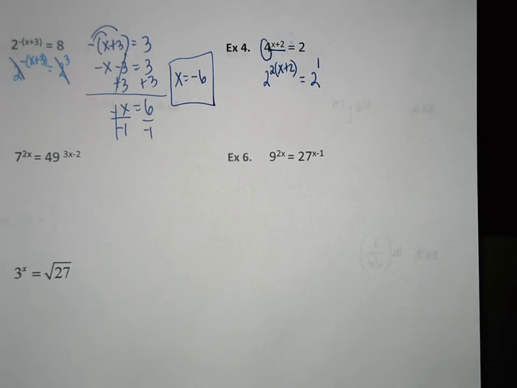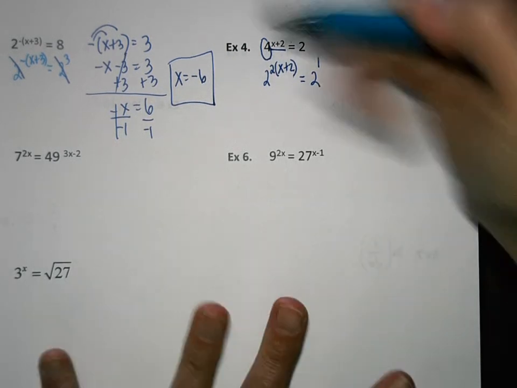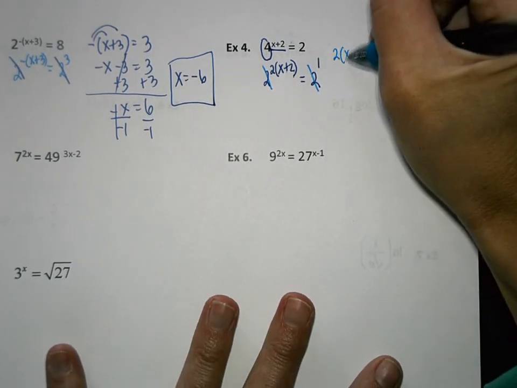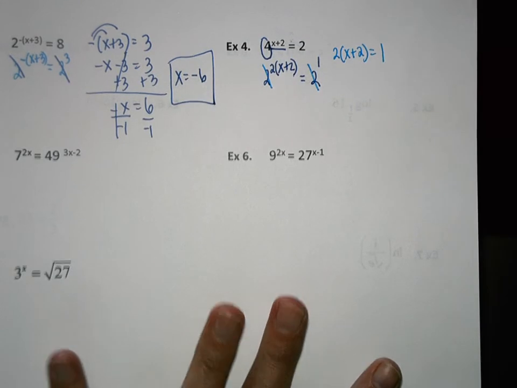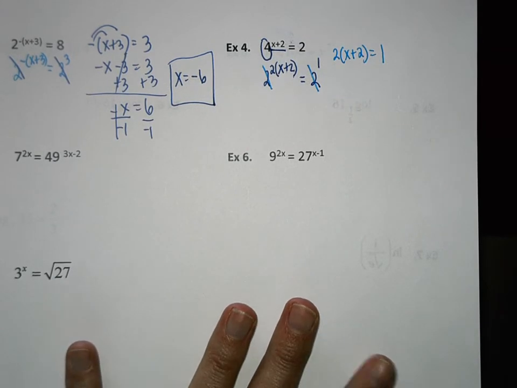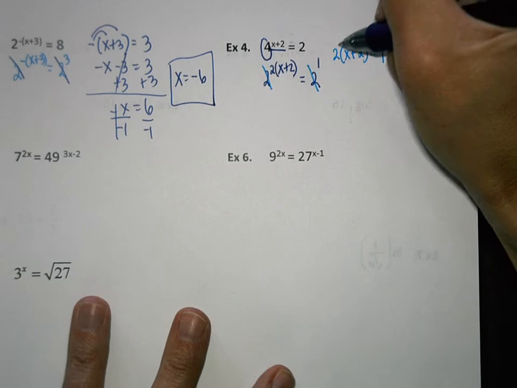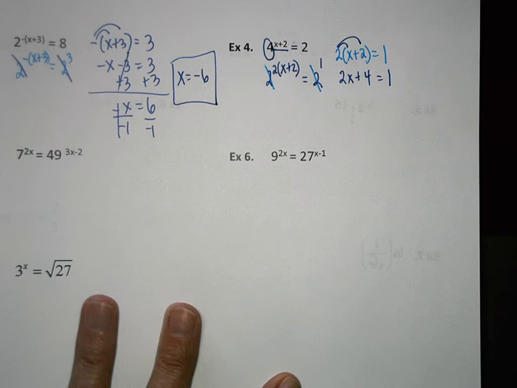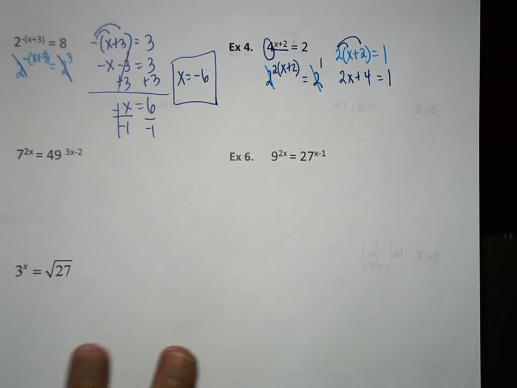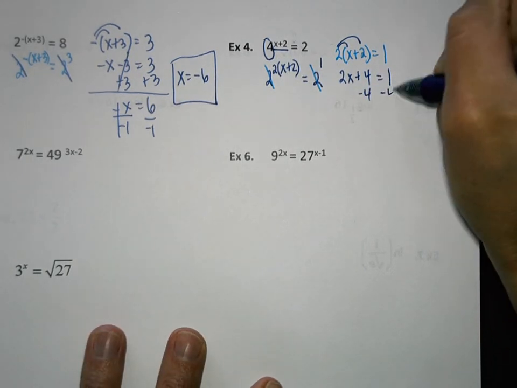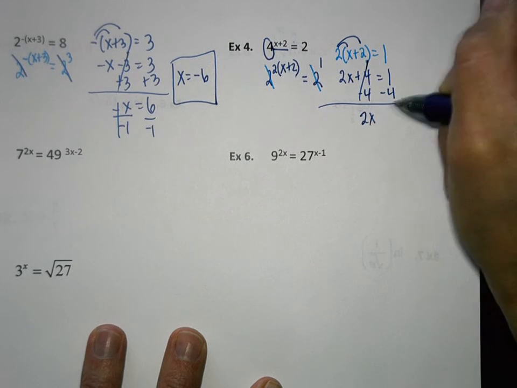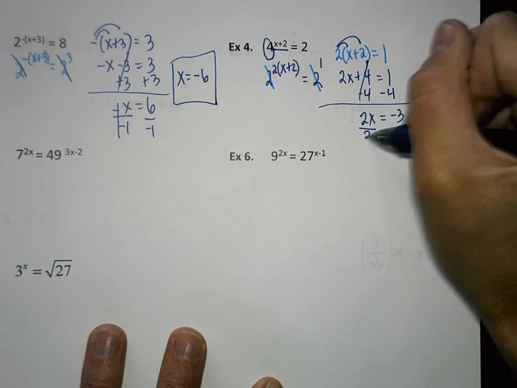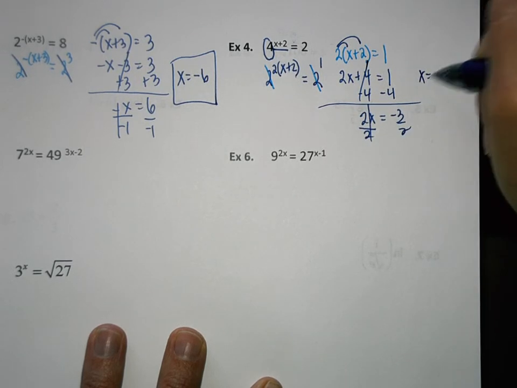Questions up to this point? Okay, so now that I have the like bases, we can drop the bases or cancel them out. And my equation now is 2 times x plus 2 equals 1. In order to solve, what would be the easiest thing to do? Distribute. We get 2x plus 4 equals 1. Next step would be to, good, subtract 4 from both sides. 2x equals negative 3, and my last step would be to divide by 2. So x equals negative 3 over 2.